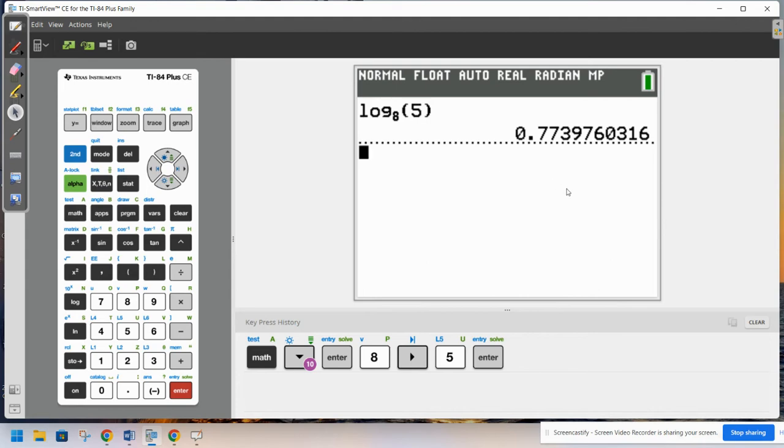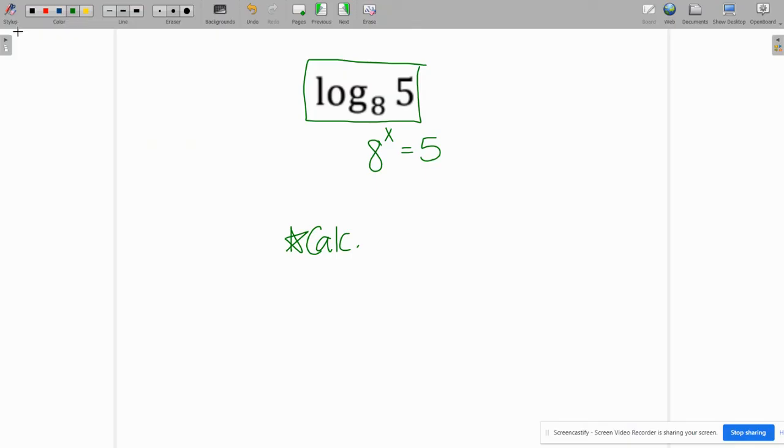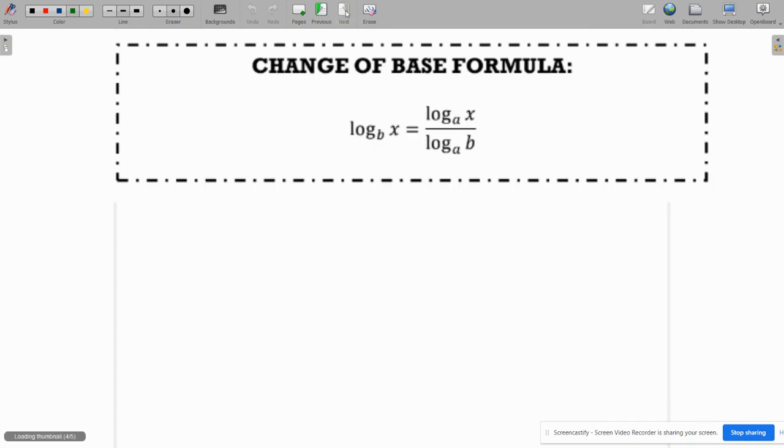But what if you have a calculator like a scientific calculator that the only logarithm buttons it has are the common log, so a log base 10, and the natural log, a log base e? If those are the only buttons that you have on the calculator, then the way that you can figure this out is by using something called the change of base formula.